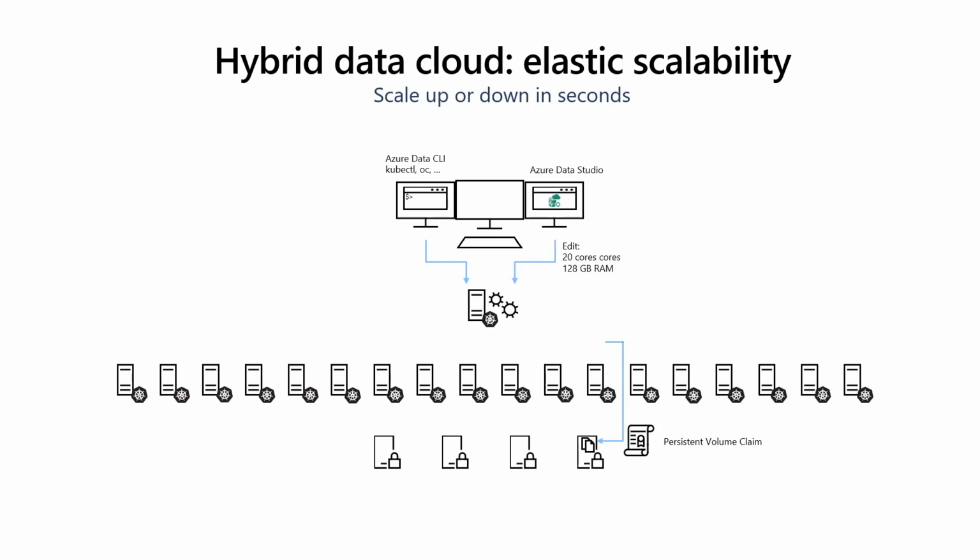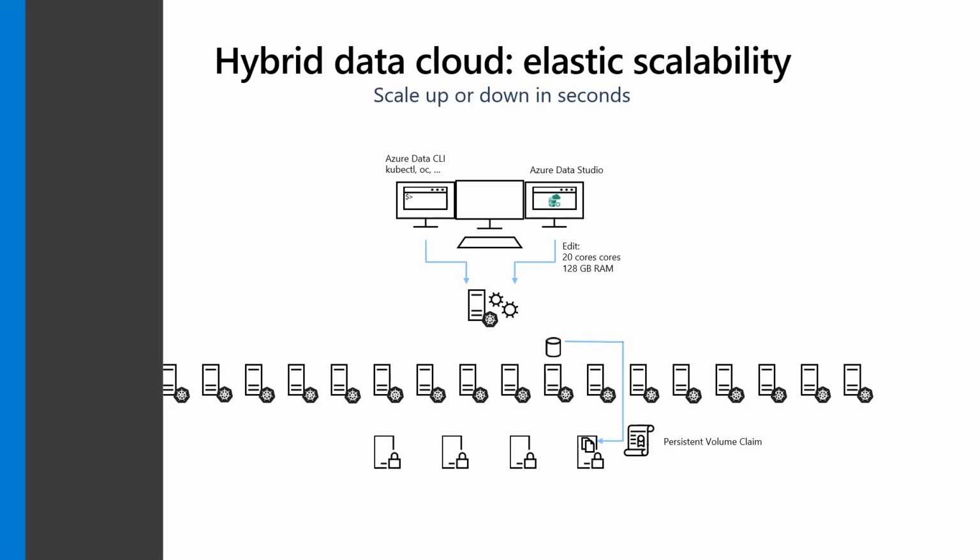But now let's say we want to come along and scale that instance. Somebody else could come along using Azure Data Studio, for example, and they could edit that instance to change the number of cores from 4 to 20, for example, and maybe bump up the amount of RAM. And what Kubernetes will do in that case is it will take down the original pod, and then it will redeploy another pod, which has that additional capacity available to it, and it will mount that persistent volume claim to it so that it can continue to see those database files, but now it has more compute and RAM capacity available to it.